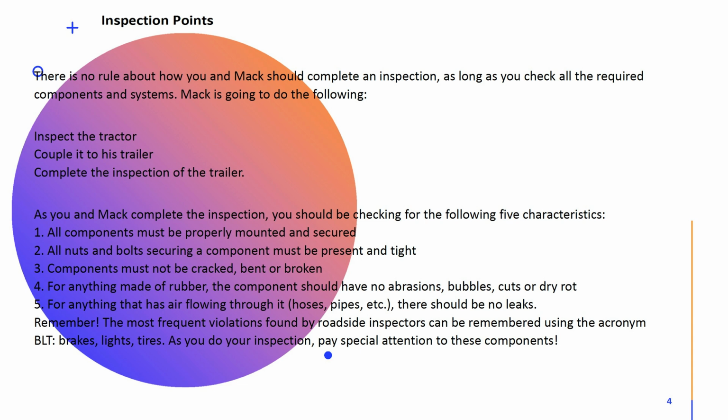As you and Mac complete the inspection, you should be checking for the following 5 characteristics. 1. All components must be properly mounted and secured. 2. All nuts and bolts securing a component must be present and tight. 3. Components must not be cracked, bent, or broken. 4. For anything made of rubber, the component should have no abrasions, bubbles, cuts, or dry rot. 5. For anything that has air flowing through it, hoses, pipes, etc., there should be no leaks.